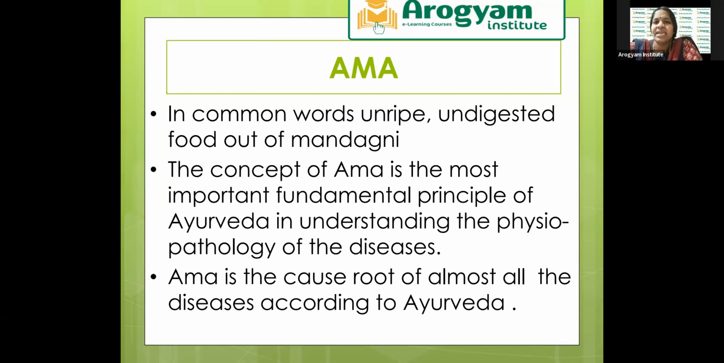Ama के बारे में हम बात करेंगे. In common words, Ama, that is unripe, undigested food out of Mandagni. अगर आहार is exposed to very low Agni.